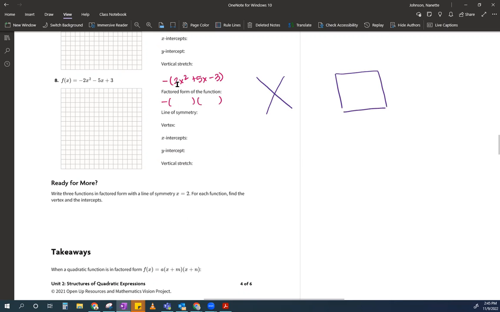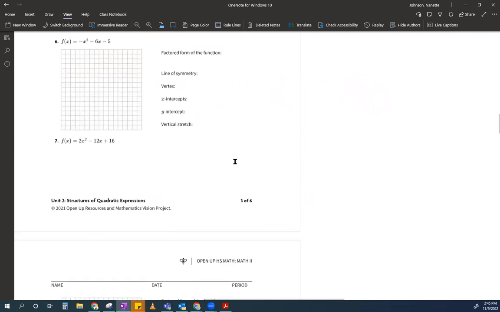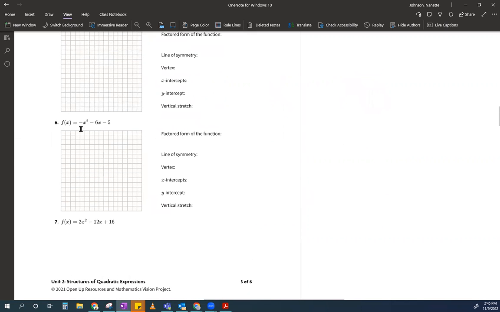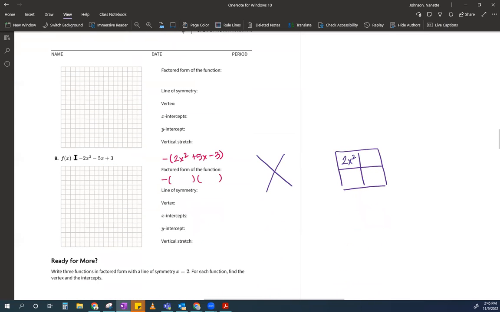Where does 2x squared go? Yeah, very good. It goes up here. Someone asked a question from earlier. I didn't catch it. So someone said, when there is no number in front of x squared, the vertical stretch is 1? Yes, ma'am. So let's look at one of those just to make sure. The vertical stretch for this one is going to be 1. Right? Very good.